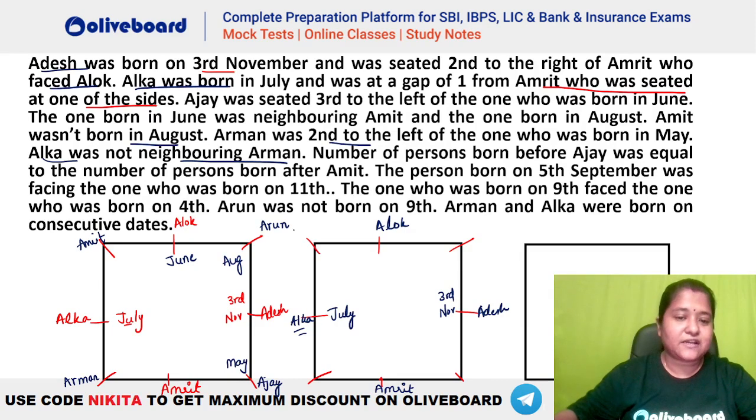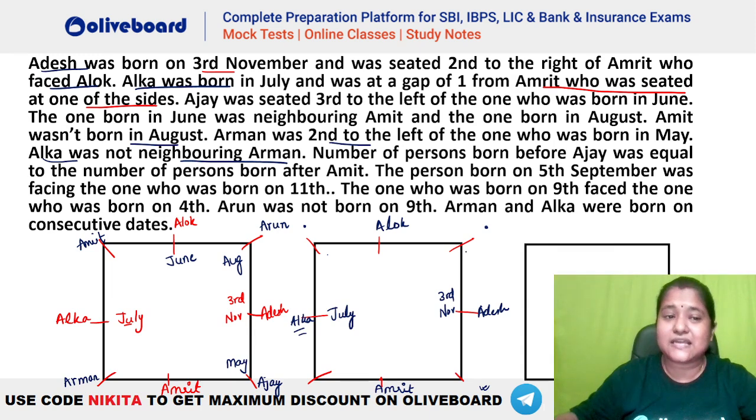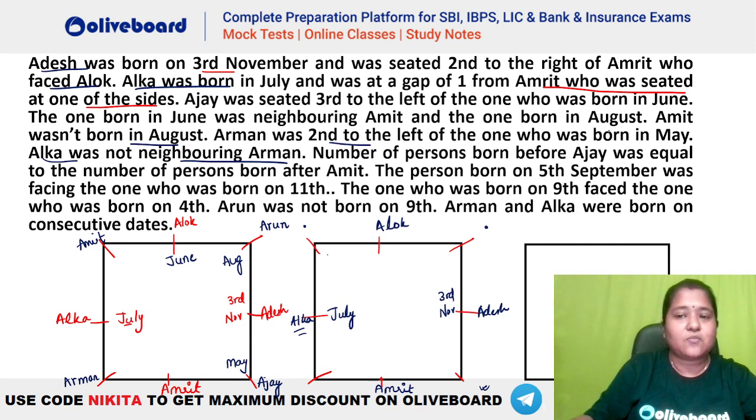So let's see, Arman cannot be a neighbor of Alka. If we take your Arman here, then May will be this one. If we take your Arman here, then May will be this one. So we have 2 possibilities for Arman and May. Okay, we will check that. Let's try to place your June. Let's see if there is some other possibility for June which we have missed here. Okay, let's try. The one born in June was neighboring Amit and the one born in August.